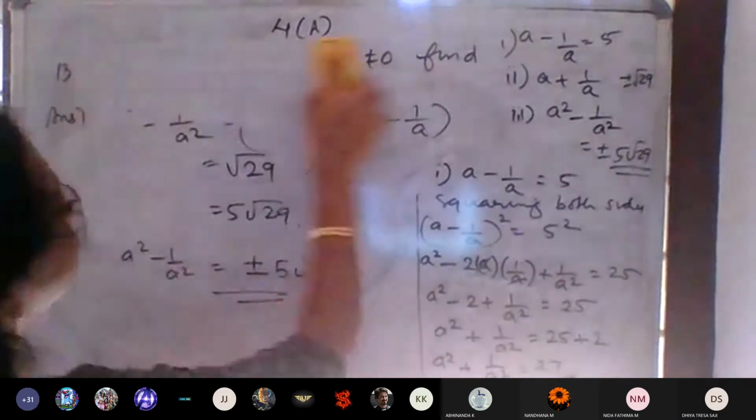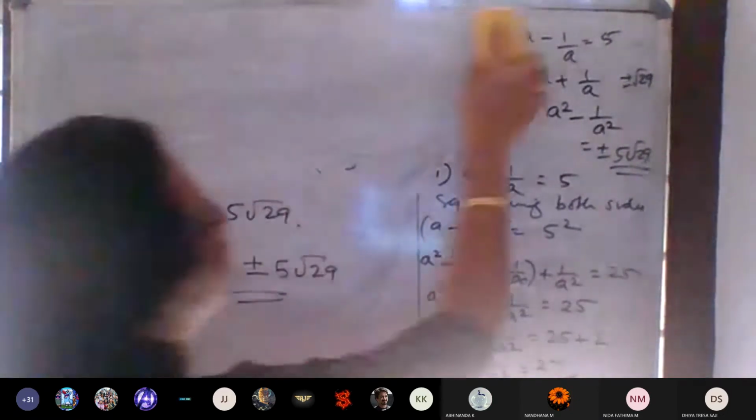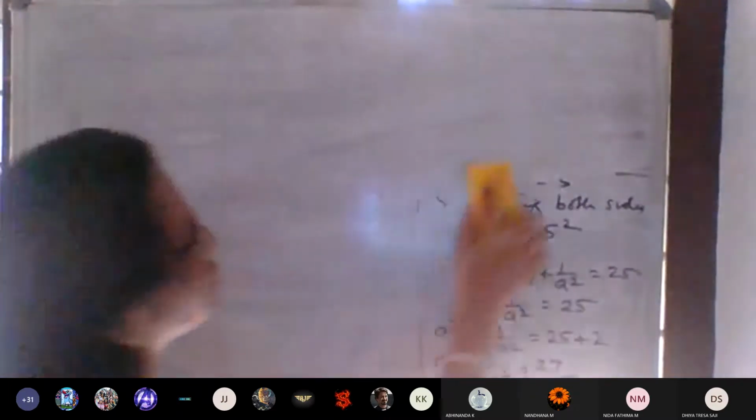4B, question number 9. So next question onwards, you will do it, no? You got an idea how to do squares and cubes. So this question onwards you will do.